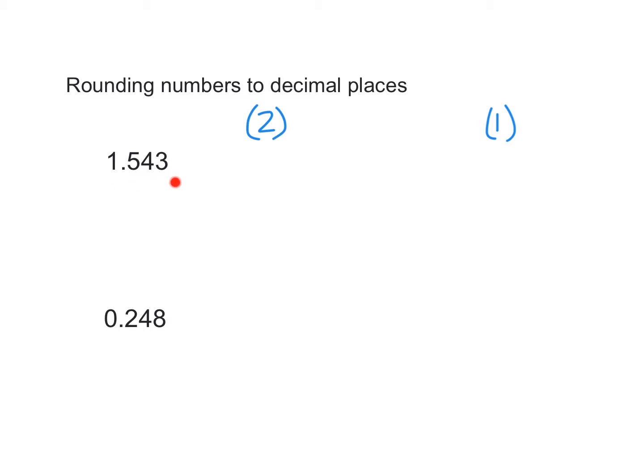So looking at this number, that's my first decimal place, that's my second decimal place, and that is my third decimal place. If I'm rounding to 2 decimal places, I need to look at my third decimal place and see if that is bigger than or equal to 5. In this case it isn't. So all I need to do is write my answer as 1.54.